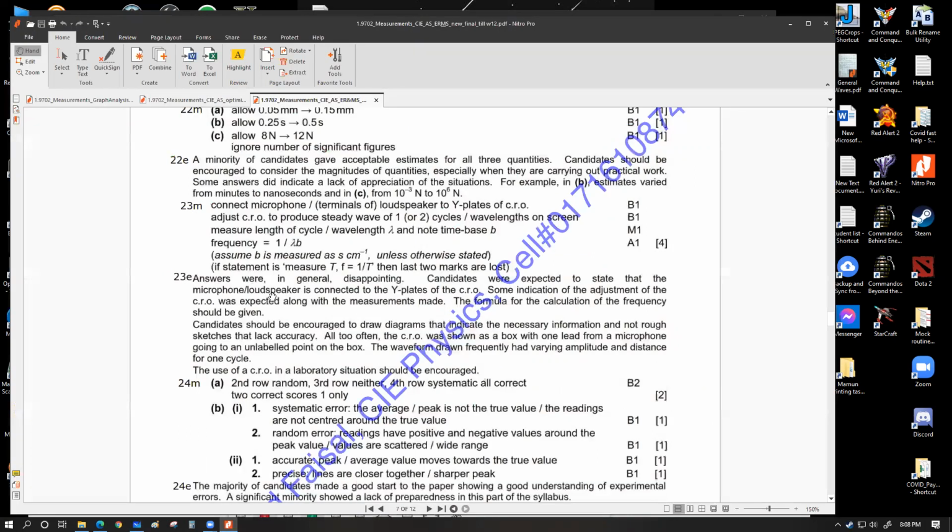So let's have a look at the mark scheme. What do they have to tell us? Connect the microphone terminals or loudspeaker to the Y plates of the CRO. This has to be mentioned. So we connected with the Y inputs.